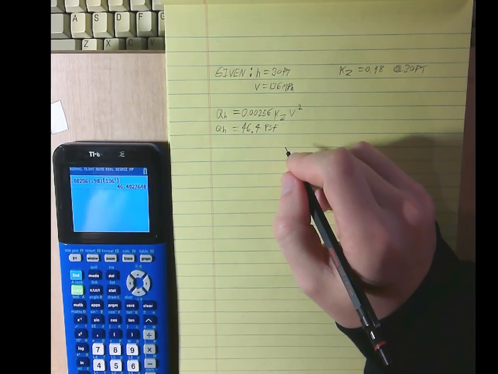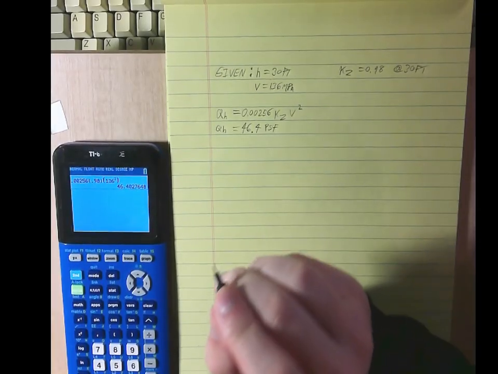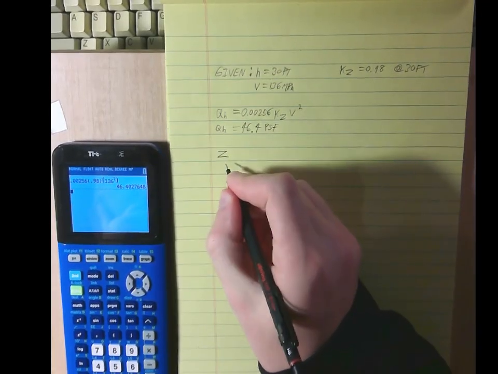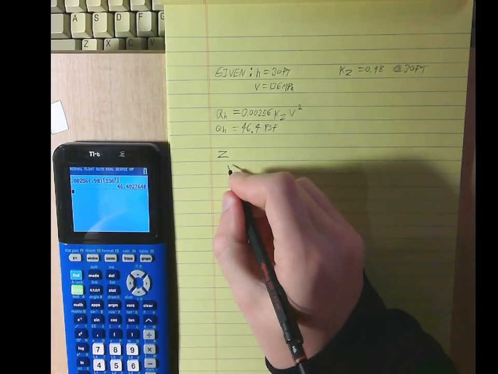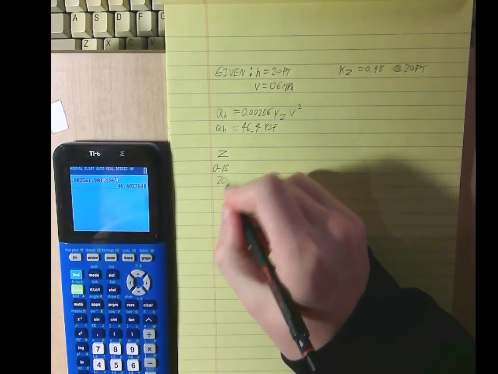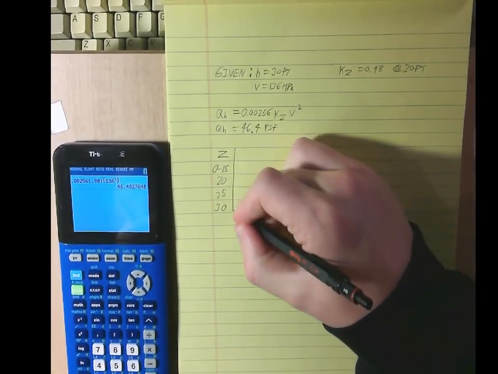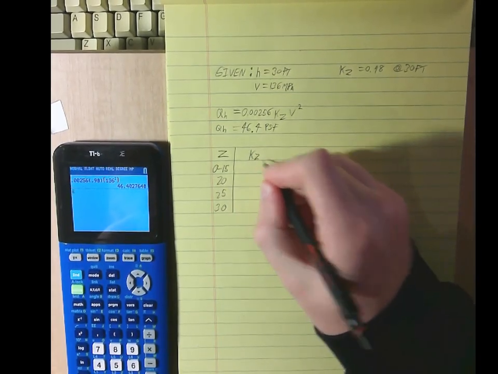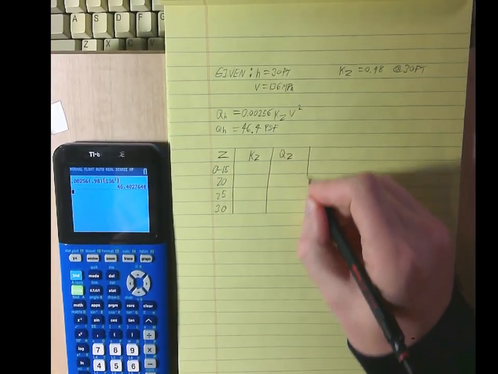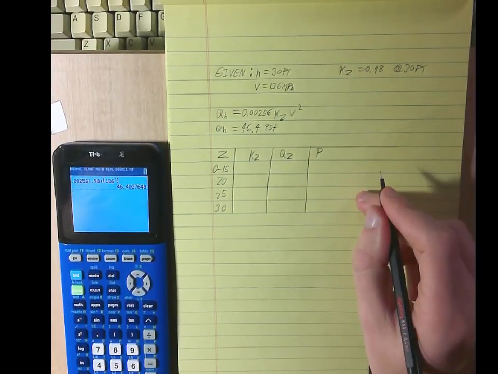Okay. So now that we know this, we can actually make a table, which is what helped me out doing this in the homework. I don't know where this table comes from, but it looks like this. We're going to have Z here, and it's going to be 0 to 15, just like it asks, 20, 25, and 30. I think this is all of the questions it asks for this. Now we're going to add KZ here. We're going to add QZ here. And P. This is going to be where our calculations really are.